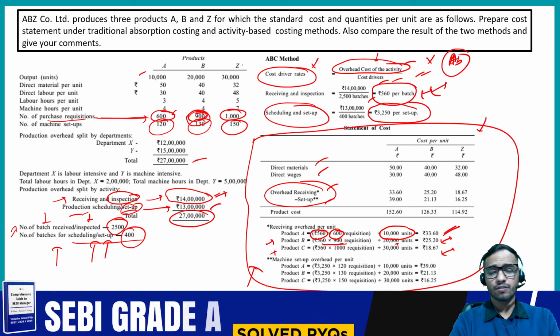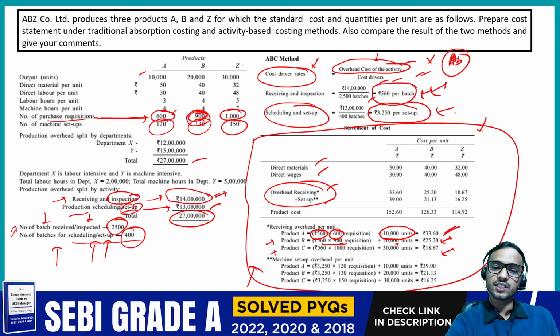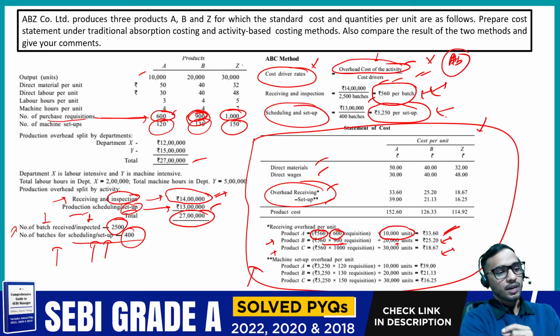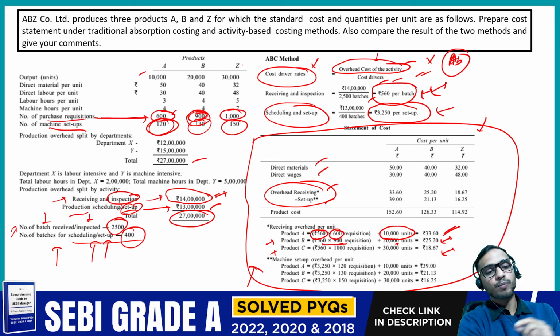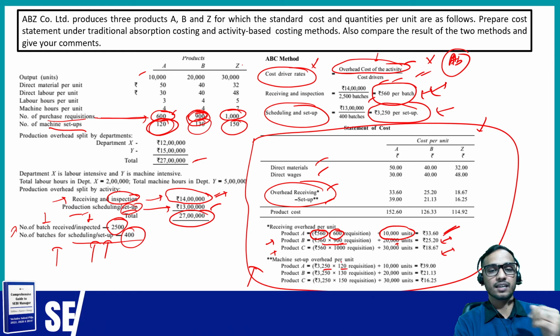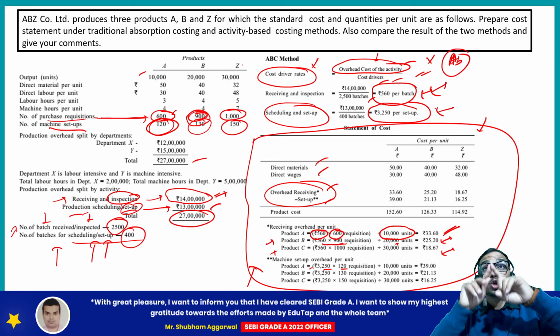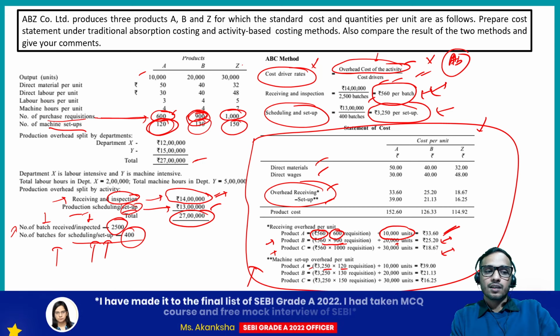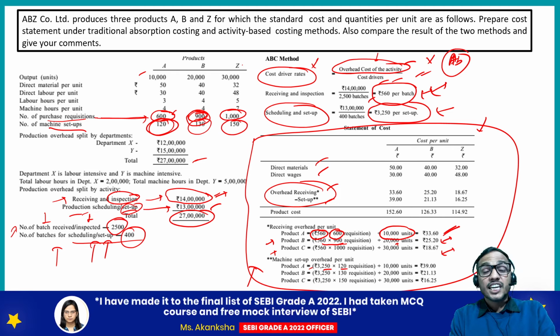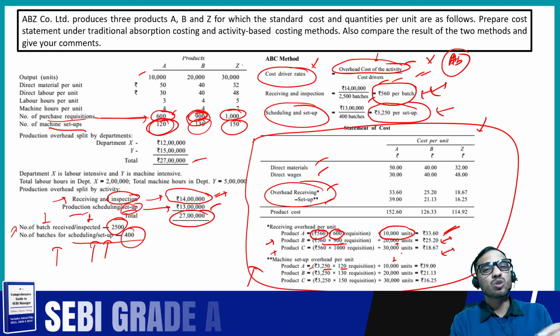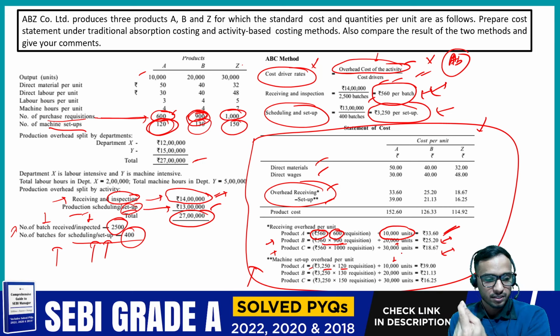Now for the second activity, we do it with the same method, 3250 per setup. What do we have? The number of batches for setups. For A it is 120. So we multiply 120 with 3250 to get the total cost for product A as far as the setup cost is concerned. Then we divide it by 10,000, because you have to calculate the one unit setup cost.